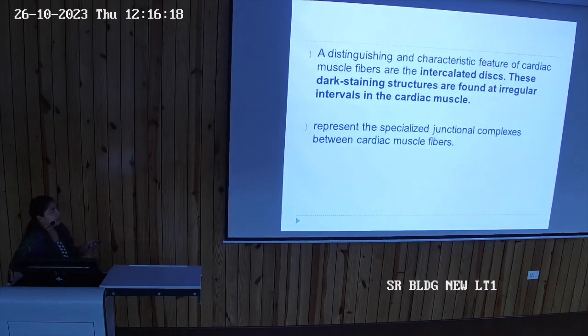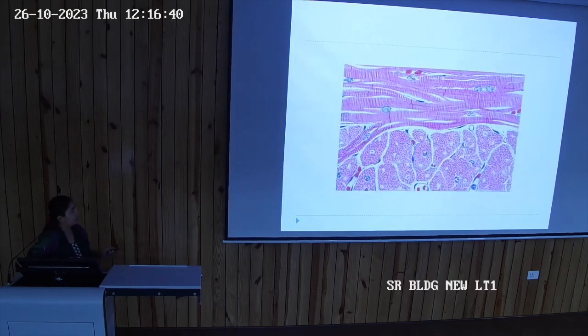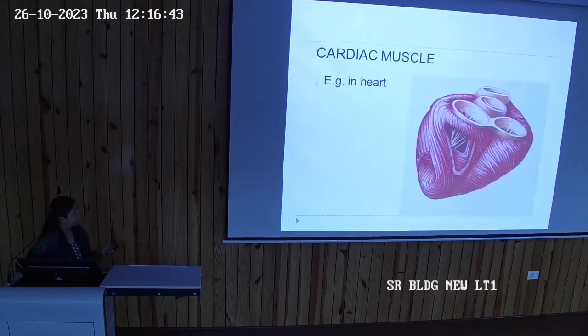What is intercalated disc? They are junctional complexes. So how do these junctional complexes help? Transmission of the electrical impulses is faster because of the presence of these junctional complexes over here. So this is the cardiac muscle that is present over the heart.